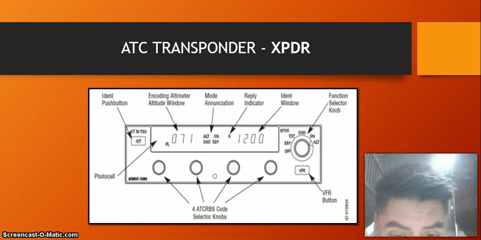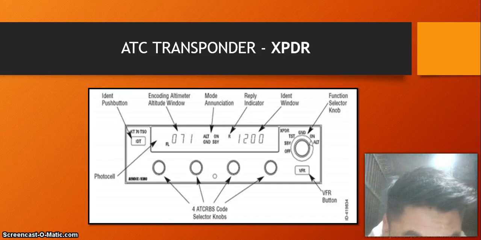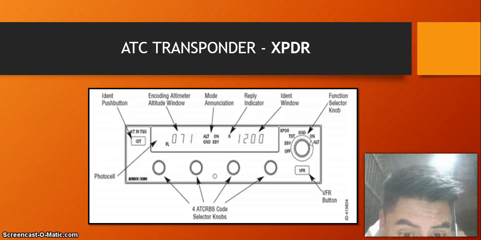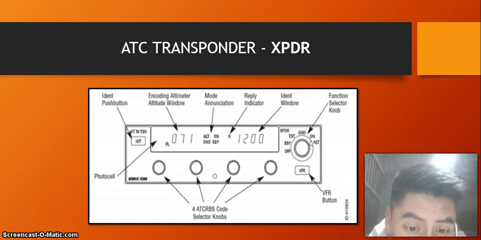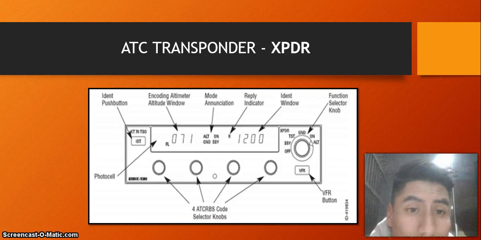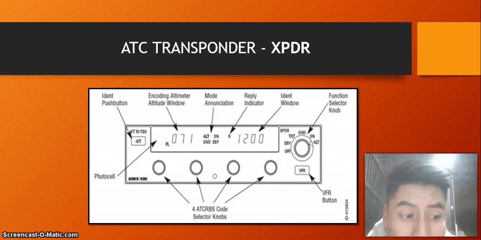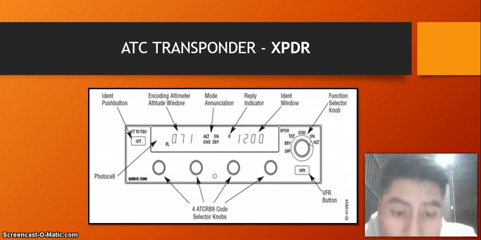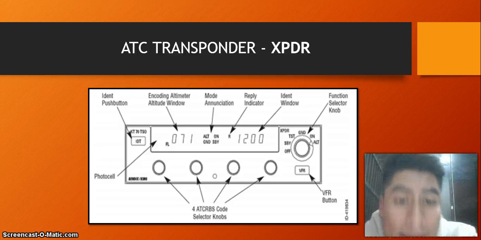The ident push button serves to generate an intermittent light on the PPI of the radars of the ATC controllers. The purpose is to verify that they are truly providing indication to the correct aircraft. The duration of the pulsating signal is approximately 15 to 18 seconds.